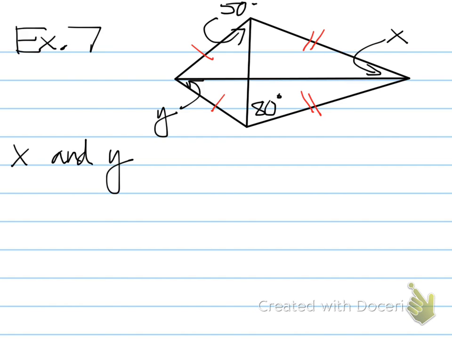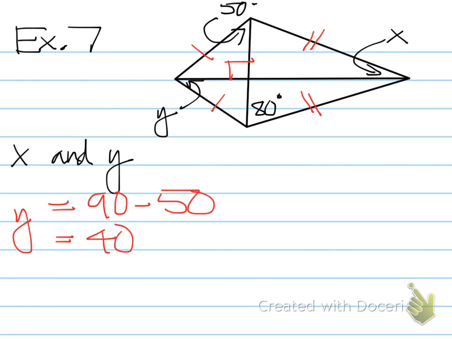We have another kite. If we start by finding Y, that angle right there in the middle is a 90-degree angle. So we've got 4 right triangles. To find the angle in the top left right triangle, we would subtract 50 from 90. And we would get 40, and that acute angle in the top left right triangle is the same as angle Y, so Y is going to also be 40.